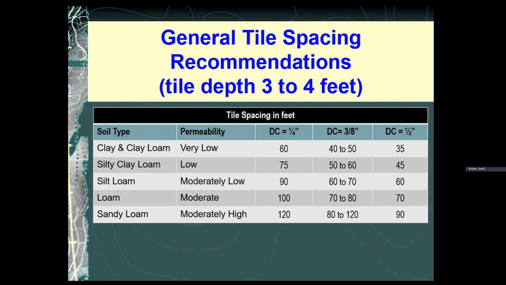And so just to give you a general idea, the finer the soil, the closer you have to go. With a 3/8 drainage coefficient, maybe 40 or 50 feet. With a sandy loam, you can go 80 to 120 feet. So it really depends on how easily that water moves laterally towards the tile. It makes sense, right? Water moves through sand better than it does through clay. So it affects it. These are just general recommendations, but you get the idea.